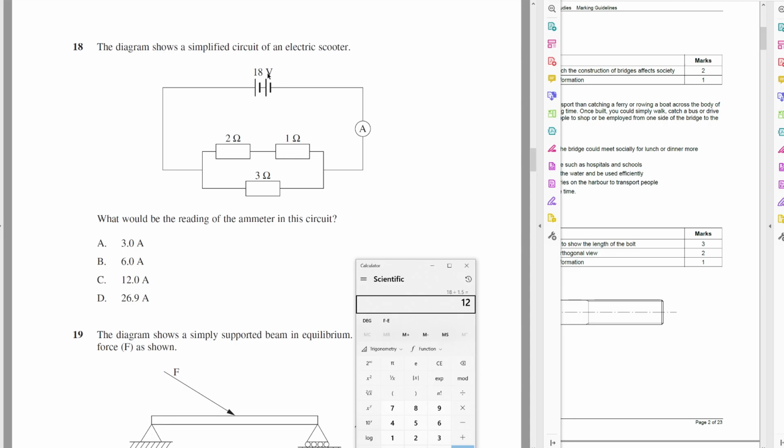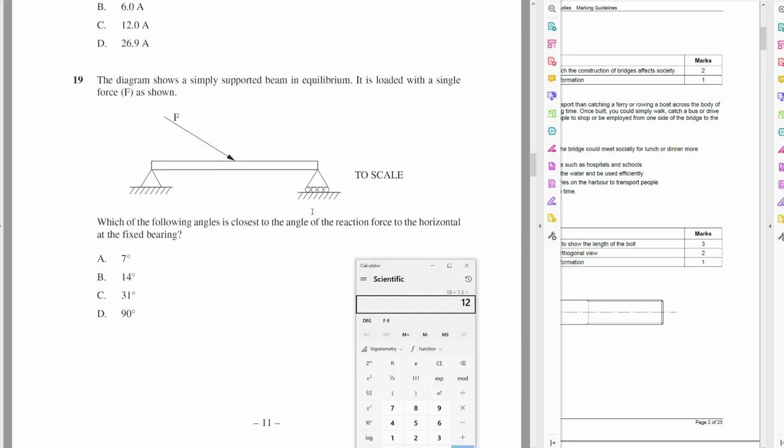Okay, half the class, half the people in the state got that one right. So, yep, good.